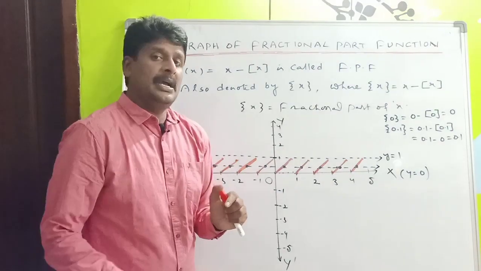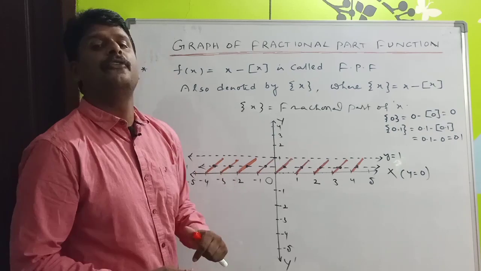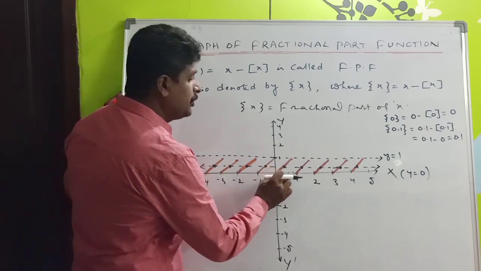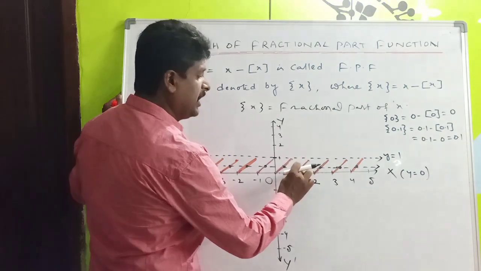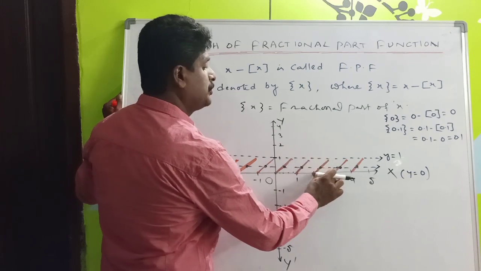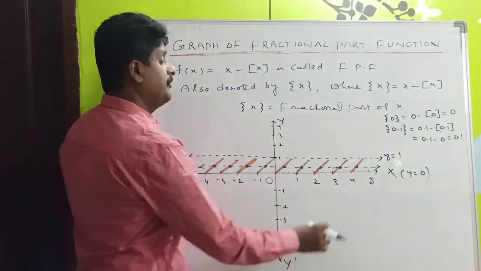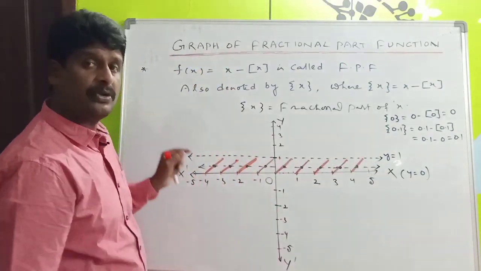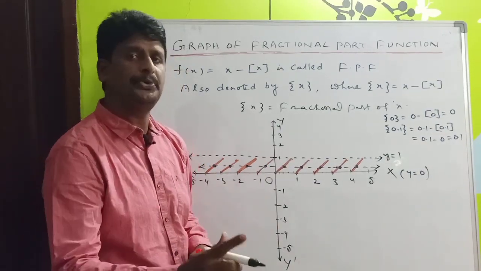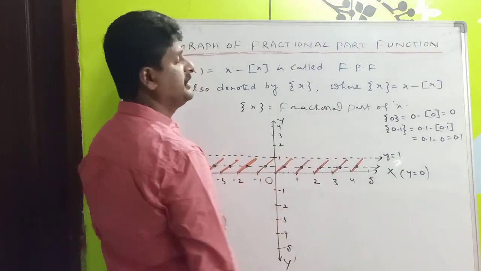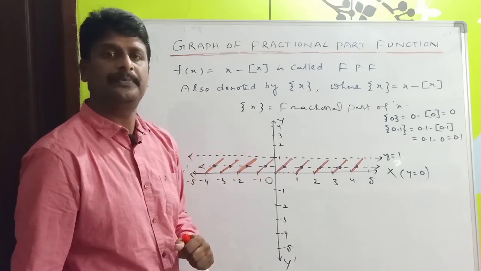And for every graph we check the nature of periodicity. Here the function is periodic, because whichever graph we get from 0 to 1, the same type of graph we get from 1 to 2, from 2 to 3, from 3 to 4, and from 4 to 5 also. So the graph repeats for every interval of length 1 unit. That's why its period is 1. It is a periodic function.